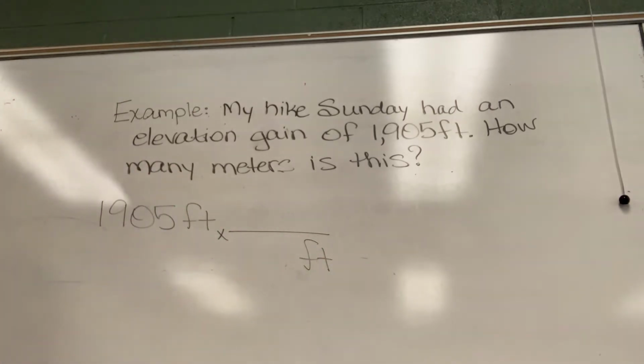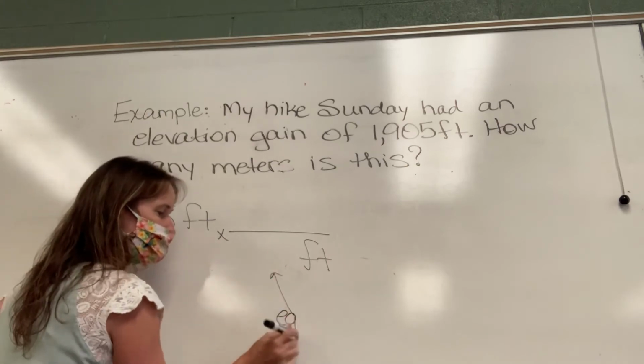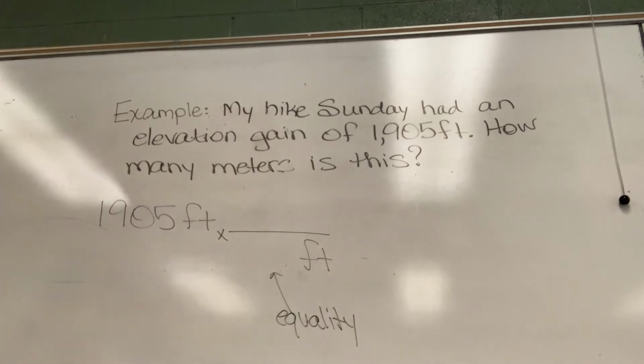Here's my measurement. I need a factor. I'm going to put that unit on the bottom because I need to get rid of it. And what that does is it directs your attention to, I need to go find an equality. So you're going to look for an equality that has feet. So look at your sheet, and which equalities involve feet?